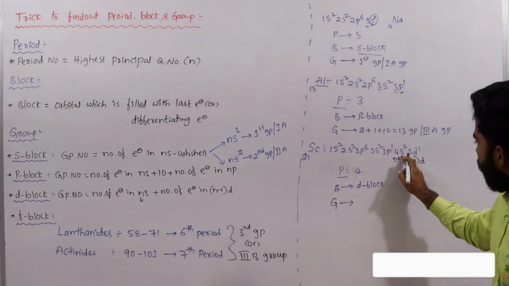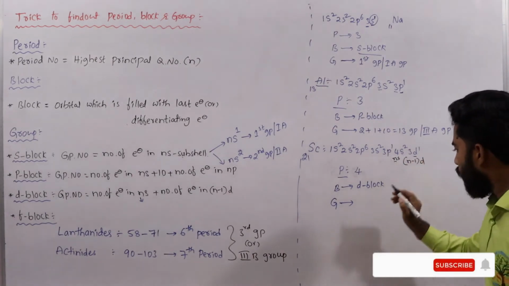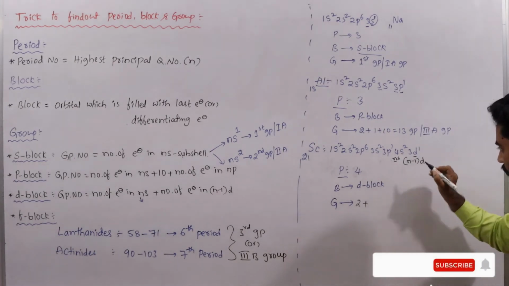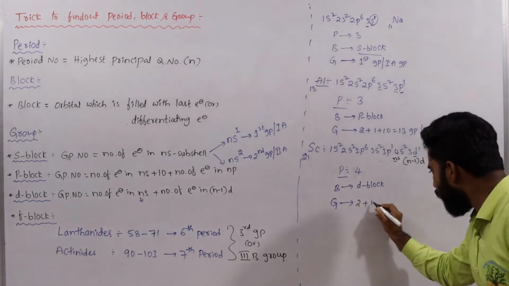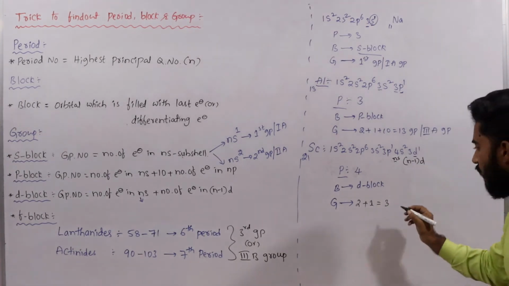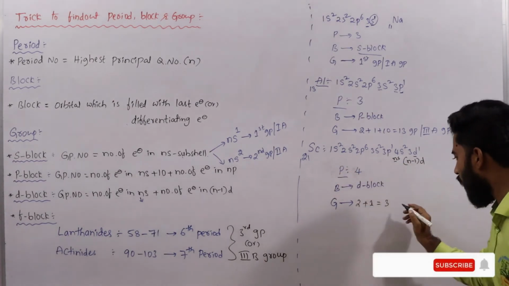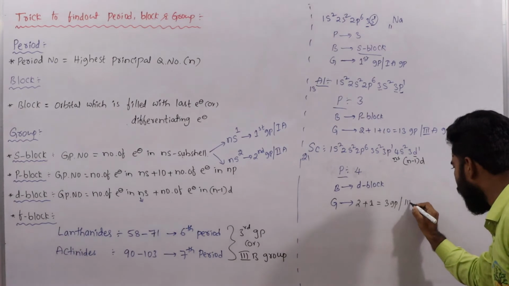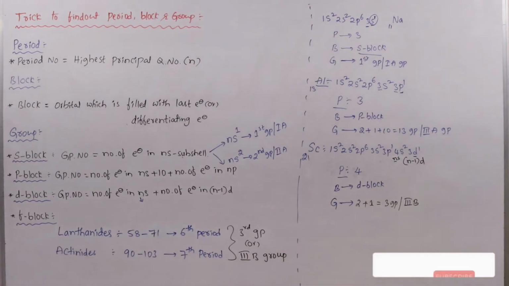How many electrons are present in the s orbital? 2 electrons, plus how many electrons are present in the (N minus 1)d orbital? 1 electron, that is 3. That's why this element scandium belongs to the third group, or we can also say the third B group. So let us take one more example.